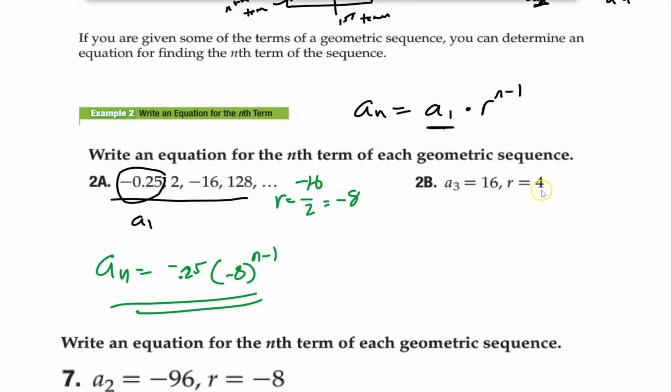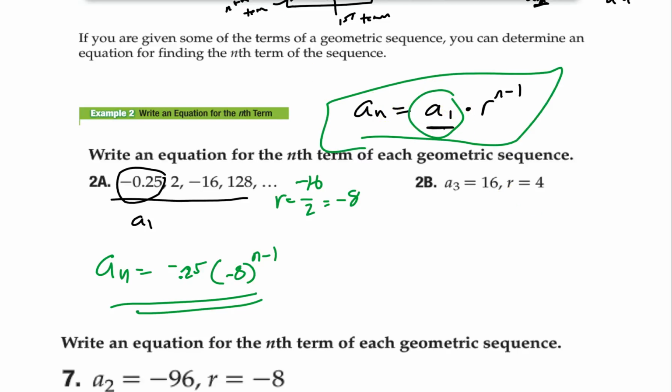Now look at this one. A3 equals 16, R equals 4. I'm trying to find this sequence. You know what's missing? A1. Remember what I said last time: anytime you're missing a term, you go back to the original formula. So we're going to use this formula to find our A1.